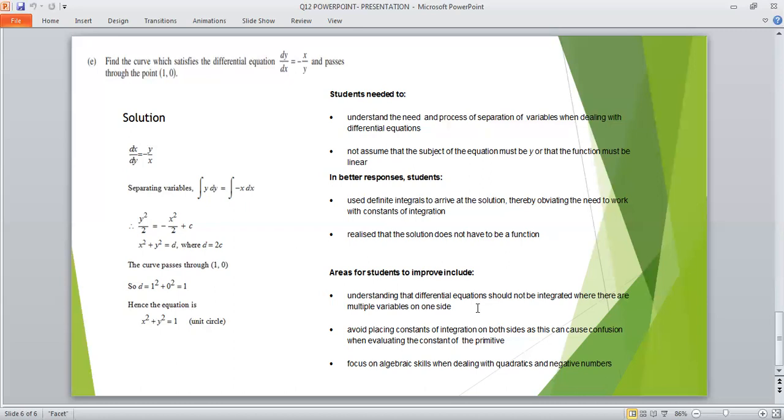The other point that needs to be elaborated in class and teaching is to avoid placing constants of integration on both sides. Many students did this, and this caused a lot of confusion because they couldn't evaluate the constant of the primitive. And finally, as is always the case, poor algebraic skills, especially when dealing with quadratics and negative numbers, when it came to substitution and solving quadratic equations.